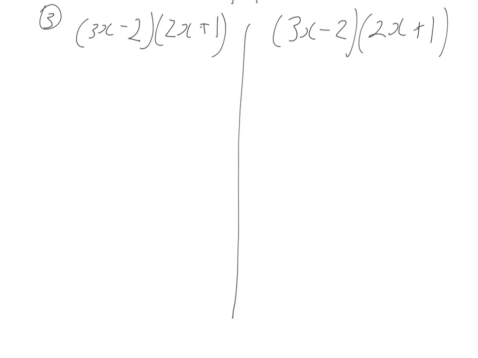Section 1, question 3, expand 3x minus 2 bracket 2x plus 1. Now, depending on the way the teacher has explained this one to you, there's a couple of different methods. So one method is called FOIL. FOIL: first, outsides, insides, last. So using that method, 3x times 2x is 6x squared.